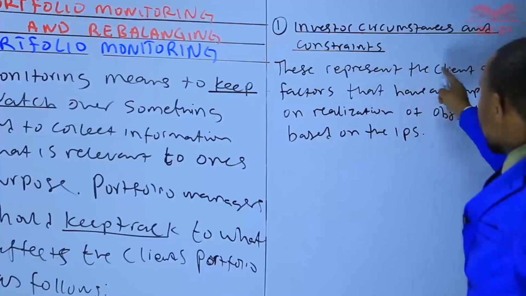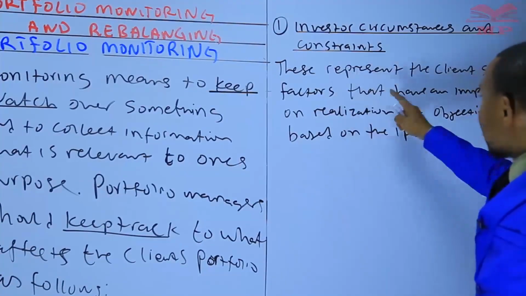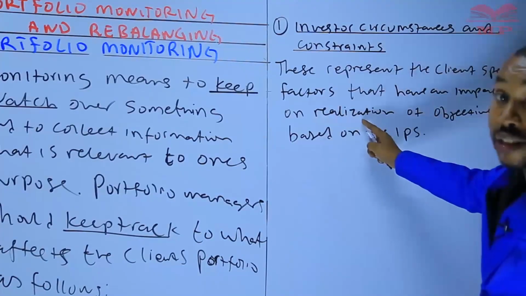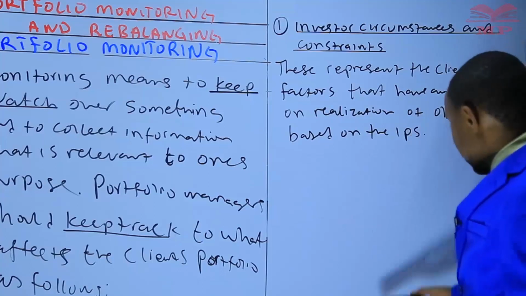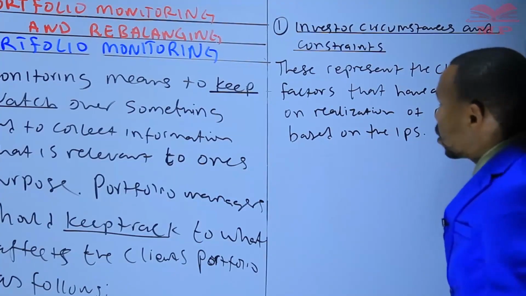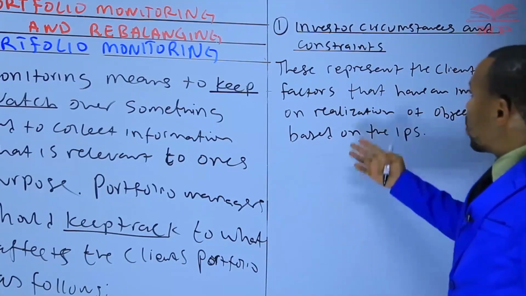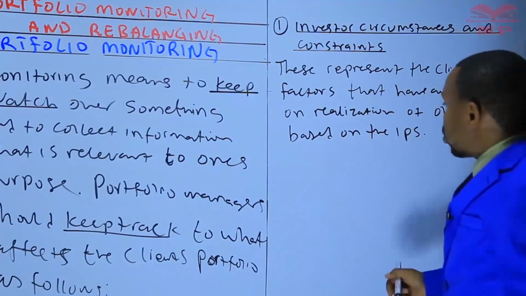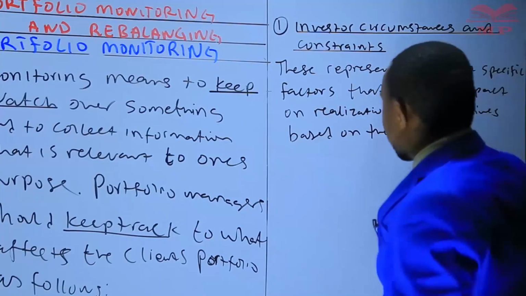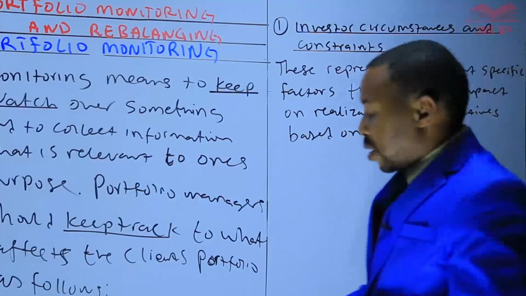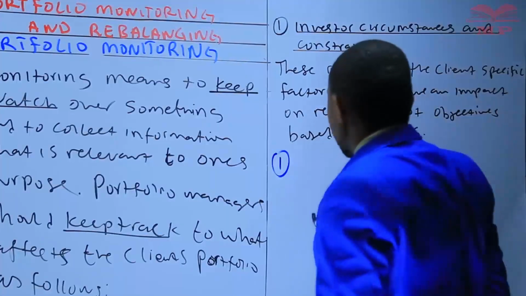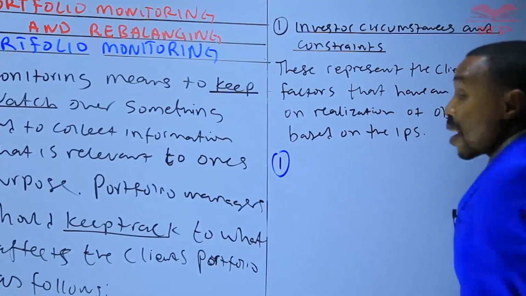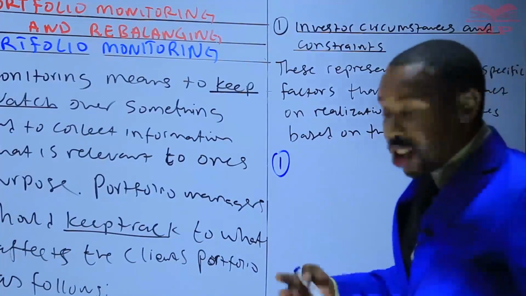These represent the client-specific factors that have an impact on realization of objectives based on the investment policy statement. Specifically, we will break this one into 5 or 6 points. The first point, number 1, is investor circumstances and wealth. They keep on changing.